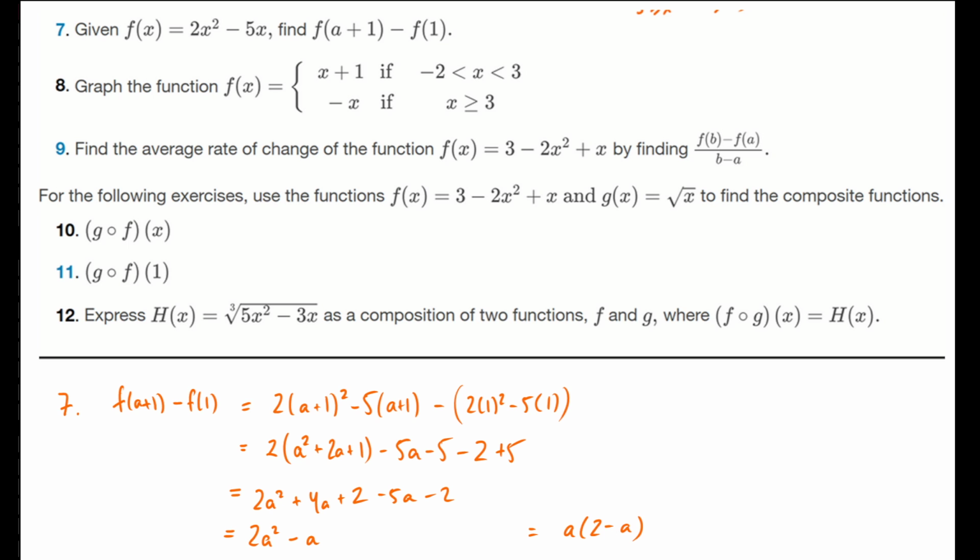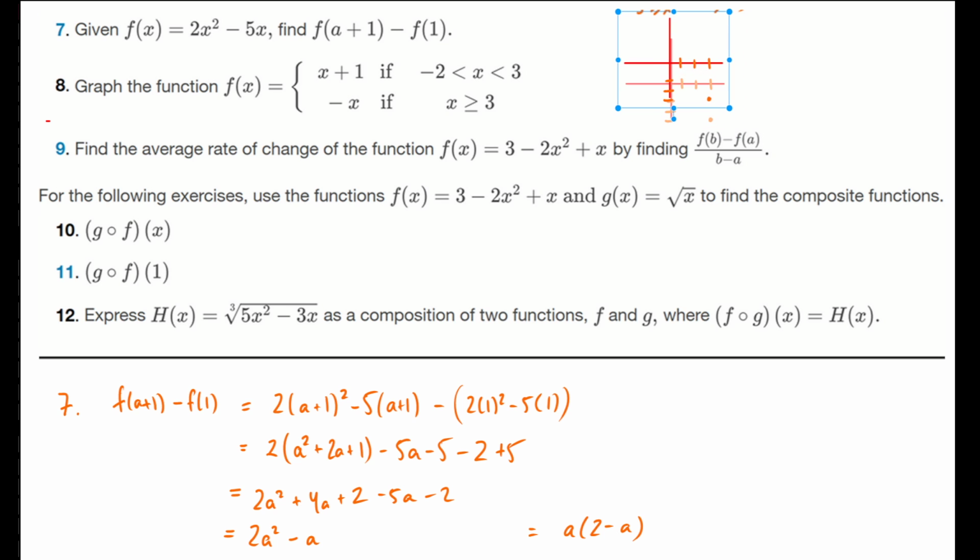Now, we're going to have to graph a function. So why don't we just graph it right where it is up here? It's going to be a little bit small, but that's okay. It's x minus 1 between negative 2 and 3, and negative x for x greater than or equal to 3. So let's use orange here. So at 3 or above, we're going to get negative x. So this means that at 3, x is going to be negative.